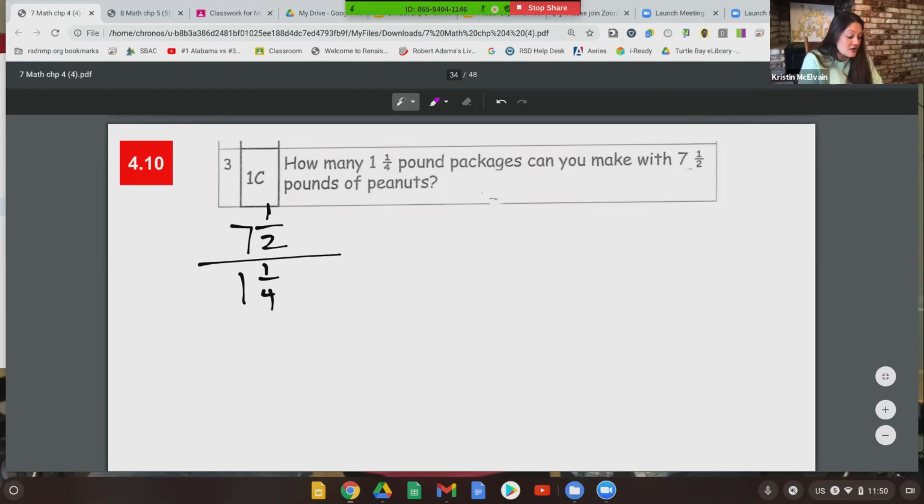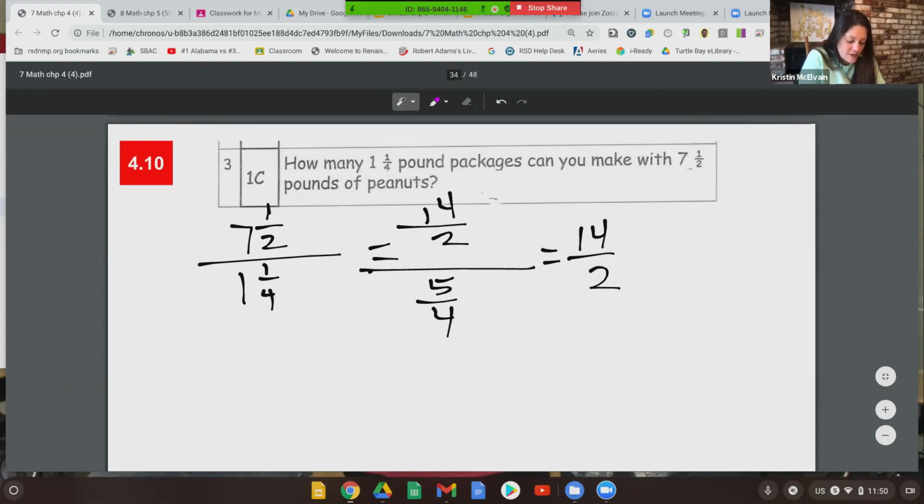All right. These are mixed numbers. We can make those into improper fractions, which would be 14 over 2 over 5/4. And then of course you would multiply times the reciprocal. So when dividing fractions, you would make that 14.5, and we're going to multiply times this reciprocal. We're going to flip-flop it. 4/5.